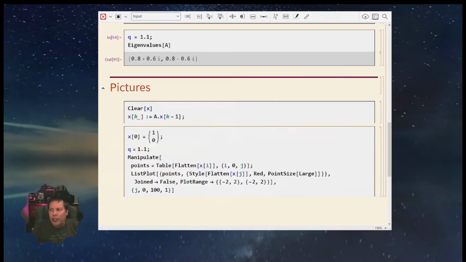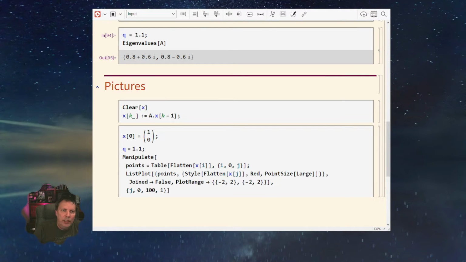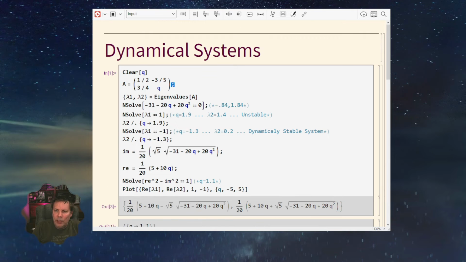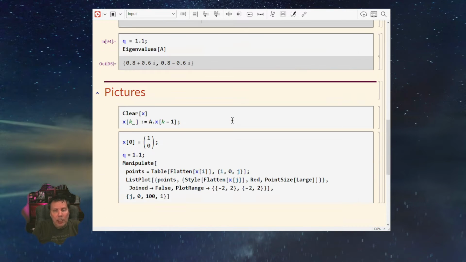In this video, I want to continue the idea of this eigenvalue vector system. So we had this matrix that we defined up above. Let me just remind you from the last video where I had this unknown Q and we did some investigation on this. What I'd like to do now is to actually plot some points.